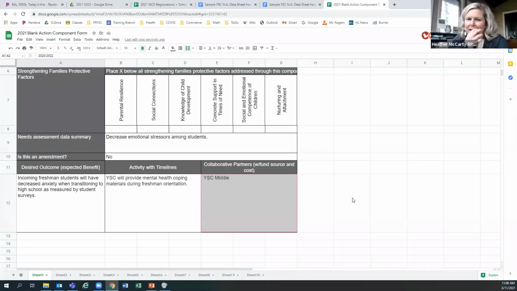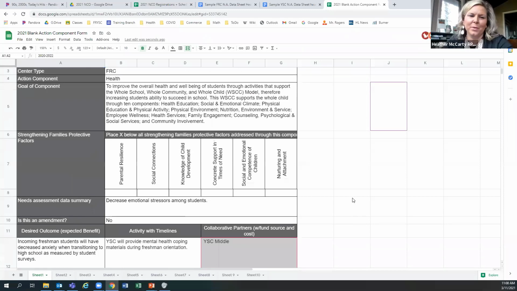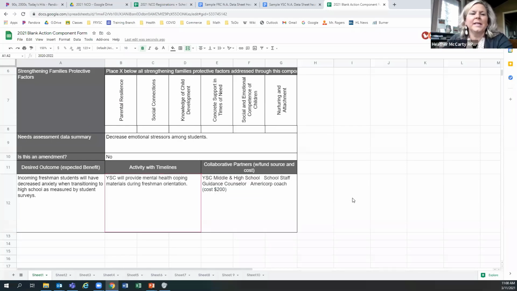Okay, I'll finish because we were, like you said, rushed and trying to think through it. So we chose to decrease emotional stressors among students because we saw anxiety as one of the top 3 social and emotional issues reported by staff, students, guidance counselors, and the nurse. So our desired outcome was incoming freshman students will have decreased anxiety when transitioning to high school as measured by student surveys. And our first activity was that YSC will provide mental health coping materials during freshman orientation.